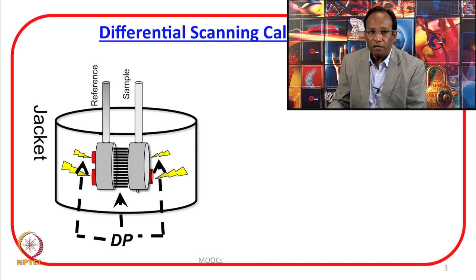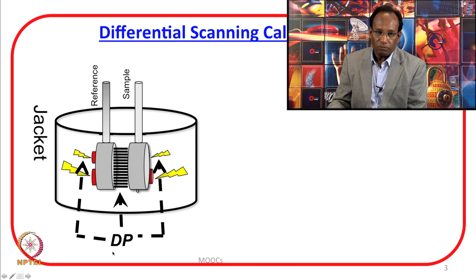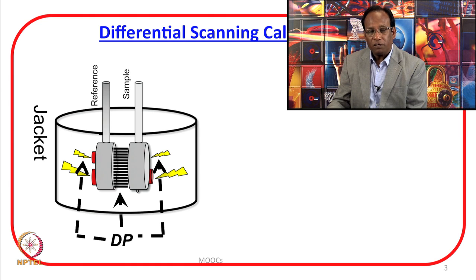and that differential power as a function of temperature or as a function of time is noted down. Why I am saying as a function of temperature or as a function of time? Because we will be heating it at a constant scanning rate. Scanning rate is so many Kelvin per minute. So, therefore, whether we record as a function of time or as a function of temperature, we have the requisite information.